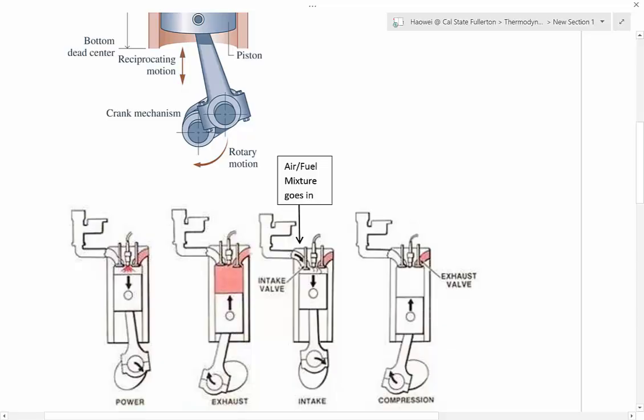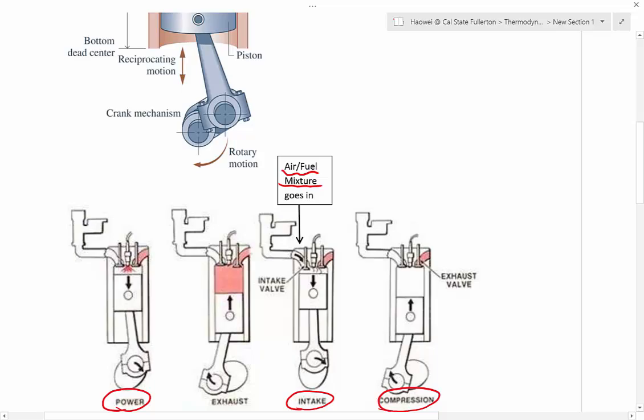Let's start from the intake stroke right here. For a gas engine, the intake stroke will take in the air-fuel mixture, which is actually different from what the diesel engine takes in. So the piston will go down, sucking in the air-fuel mixture. That's the intake stroke. After the intake stroke, we have the compression stroke. So the piston will go up and compress the mixture to increase the temperature and the pressure of the mixture. And then after that is done, we go to the power stroke.